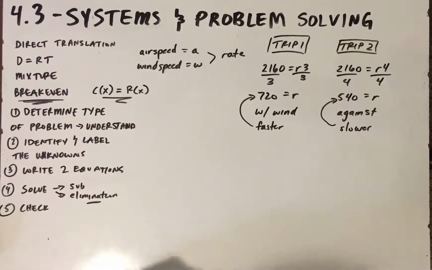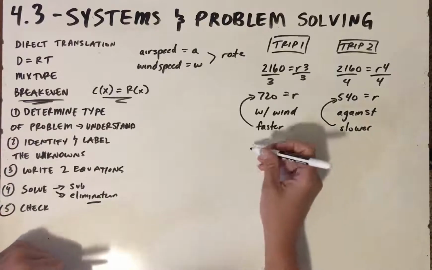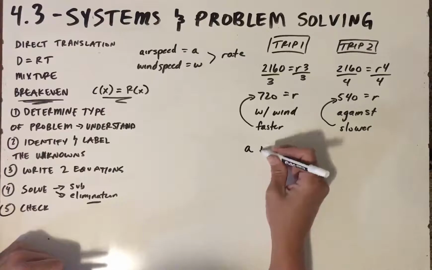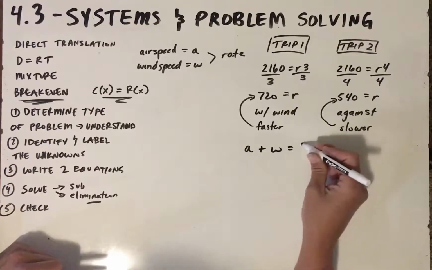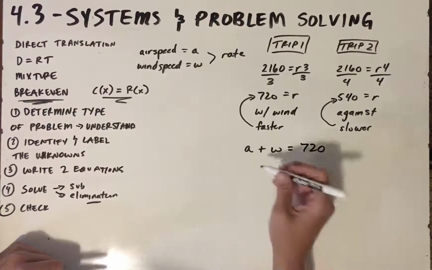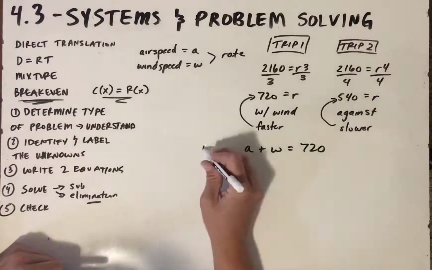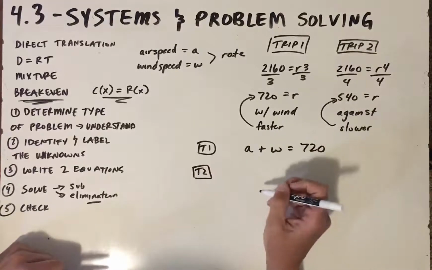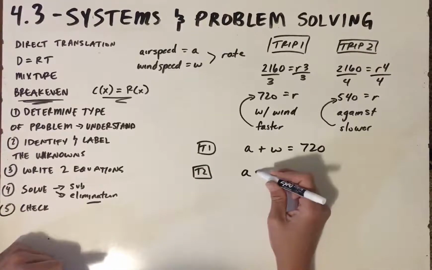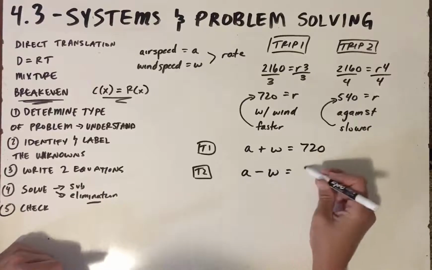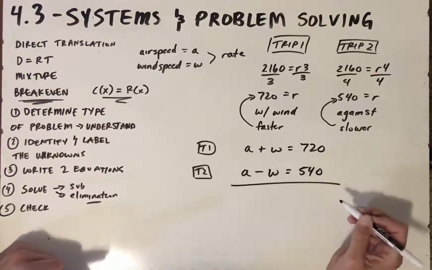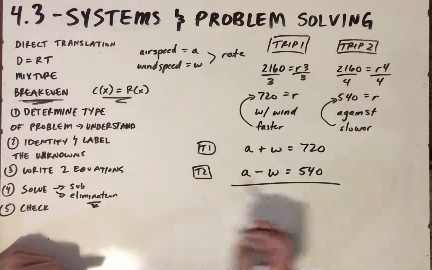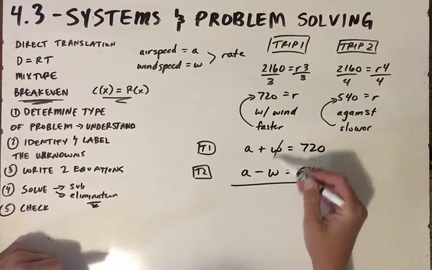Well, the way that I would set these up is I would say that the rate is equal to 720. So my first equation is going to be however fast the plane was going plus the wind is equal to 720. The second equation represents trip 2. So this is the trip 1 equation, trip 2 equation. The trip 2 equation says however fast the airplane goes minus the wind is equal to 540. This lends itself to elimination again because these W's are already opposites, so they will eliminate each other.